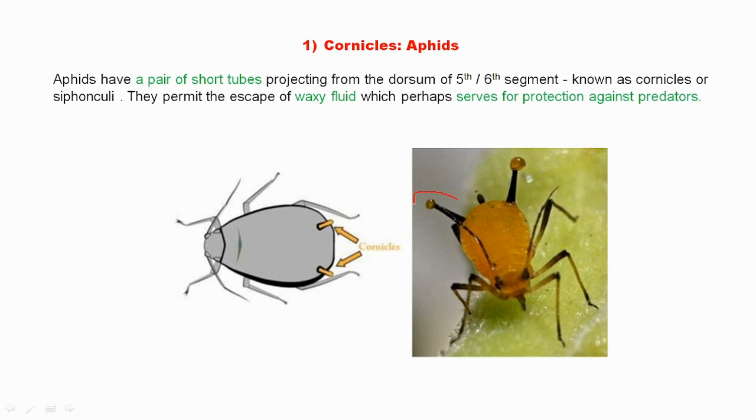See in this image, these are the tube-like structures. These short tube-like structures projecting from the dorsal side of the fifth or sixth abdominal segment of the aphids are known as cornicles. They are also known as siphunculi. They secrete a waxy fluid and it serves for protection against predators.